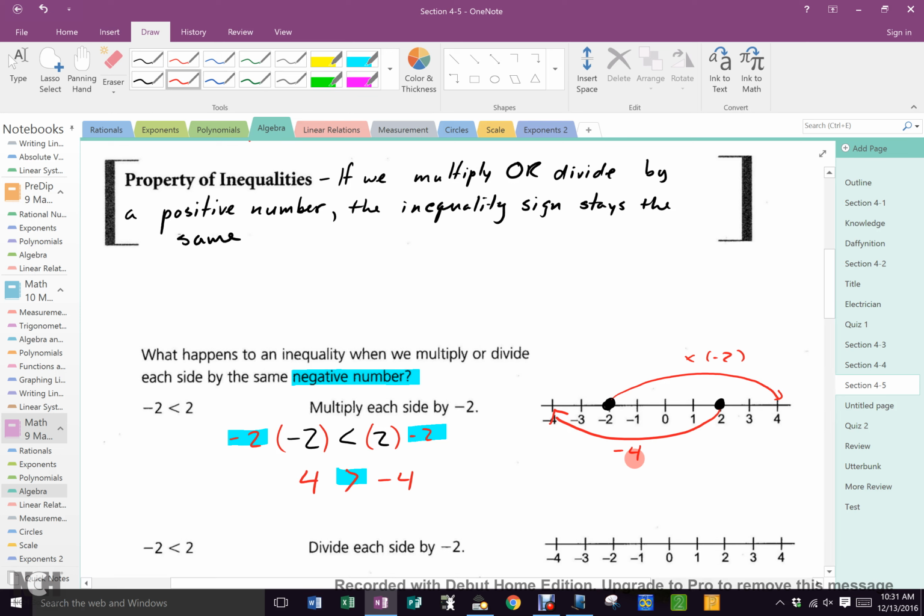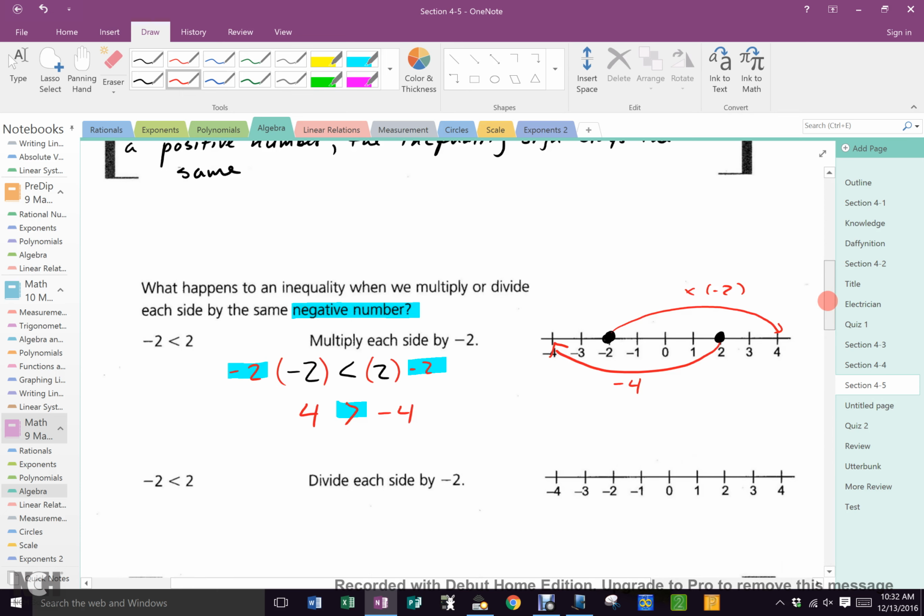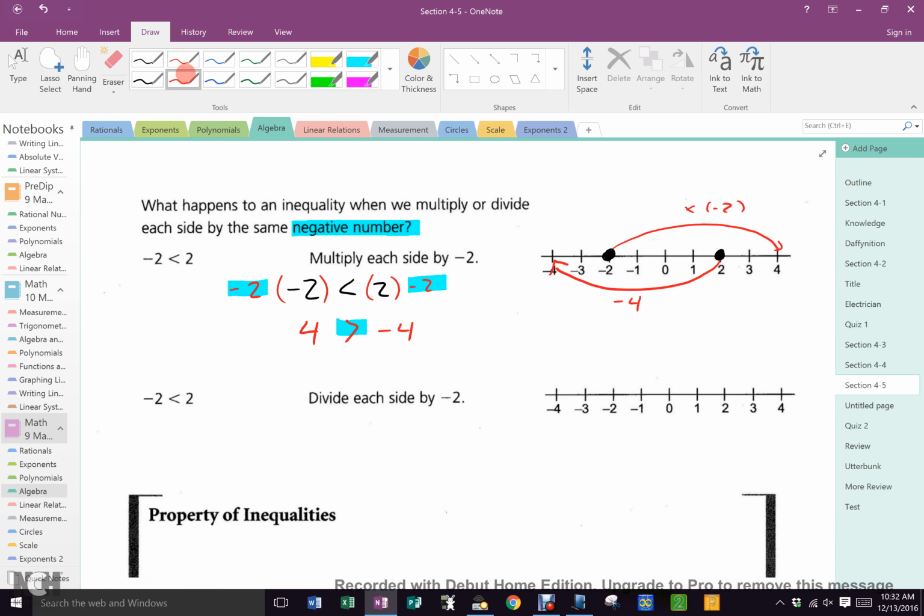Are multiply and divide very closely related? Yes. So when we multiplied by a negative, it switched places. What do you think's going to happen when we divide? Same thing. I started with -2, 2. Now I'm going to divide by -2. What's -2 divided by -2? +1. 2 divided by -2? -1. And what happened to the sign? It switched. So negative, negative, negative, switch.